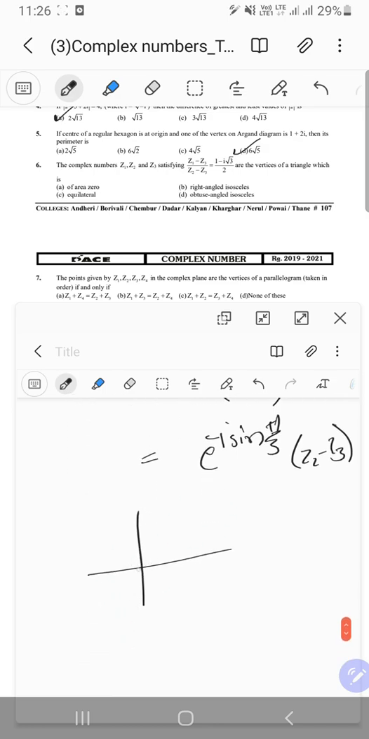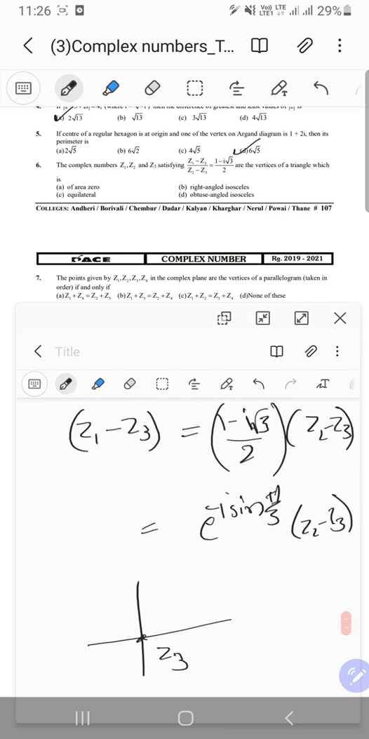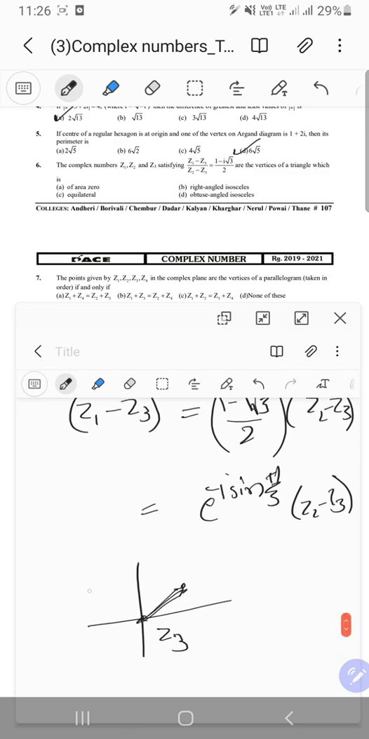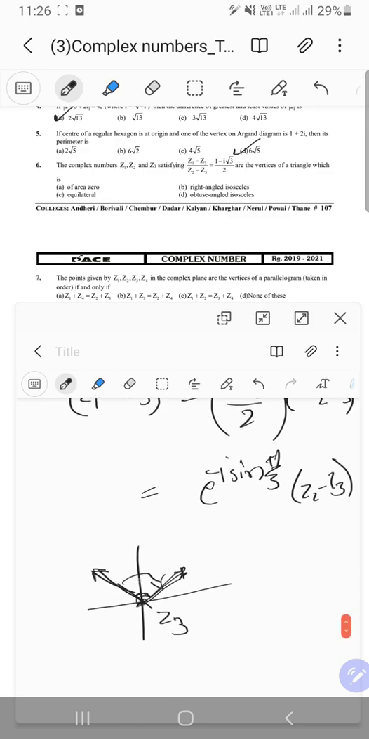With respect to z3, this is not the origin, this is z3. Say this point is z3, you got z1 minus z3 as some vector like that. You got z2 minus z3 as some vector like that, right? So this is z2, and you're going to multiply this by e to the power of minus i pi by 3. What that does is rotate this vector 60 degrees anti-clockwise, wait, no, clockwise, because minus, and that will in fact bring it over here. So yeah, this definitely looks correct. This angle is 60 degrees.